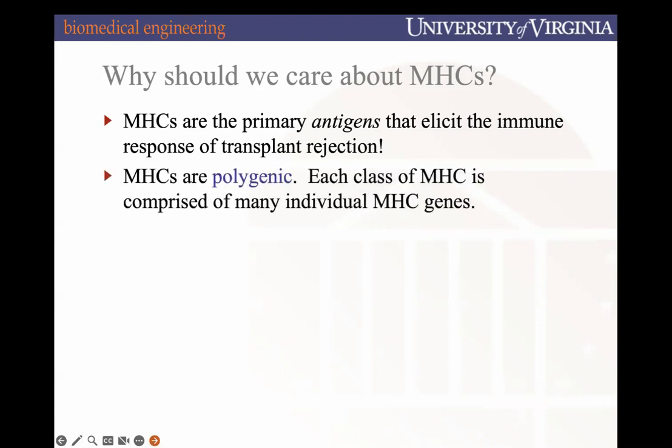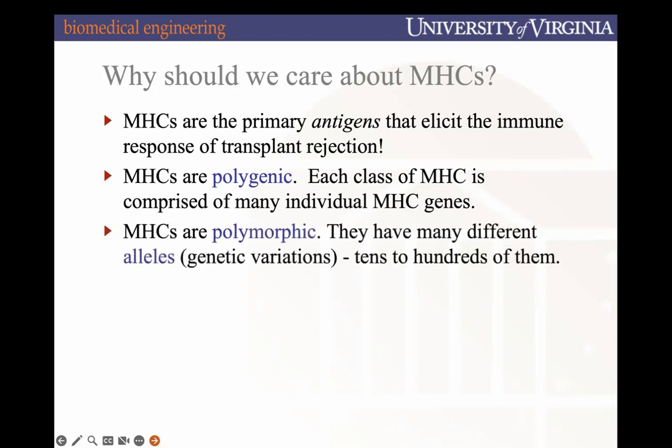MHCs are polygenic. That means there are a lot of genes associated with the formation of our MHC proteins, and each one is comprised of lots of individual specific MHC genes, particularly MHC class 1. MHCs are polymorphic. That means there can be lots of mutations that can emerge with MHC proteins. So there are lots of different genetic variations that lead to the different copies that people can possess, even though we all have the same genes that are responsible for our unique MHC class proteins.